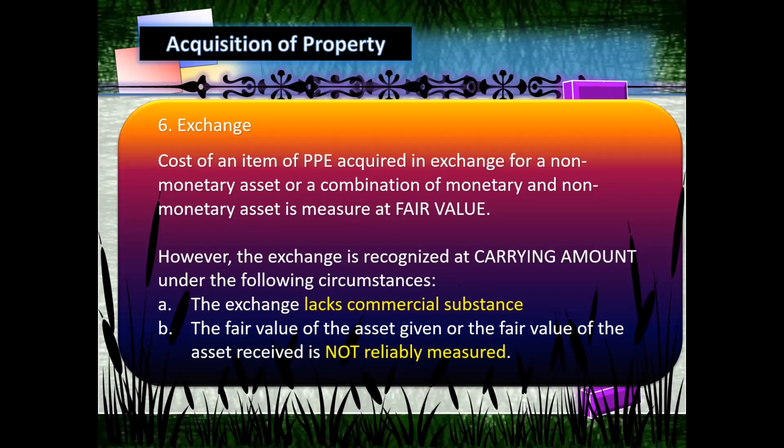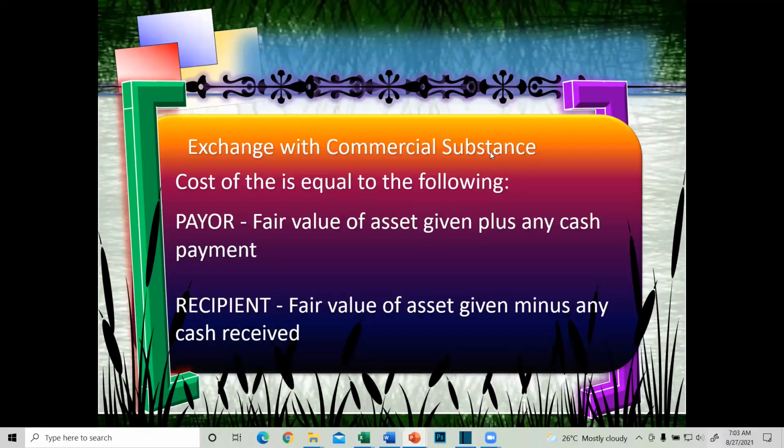So, first is if the exchange lacks commercial substance. And then number 2, the fair value of the asset given or the fair value of the asset received is not reliably measured. So, kung present yung dalawang yan, then we have to measure our asset received based on the carrying amount. So ito yung ating guidelines as to the measurement if in case na there is an exchange and that exchange has commercial substance.